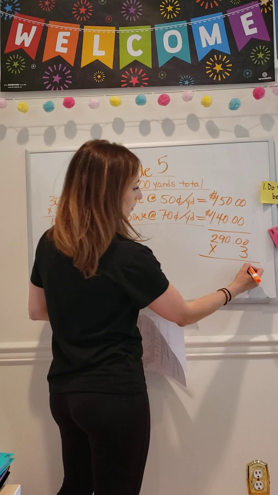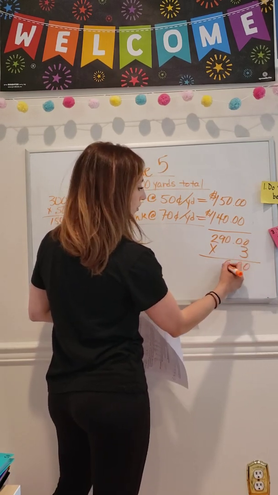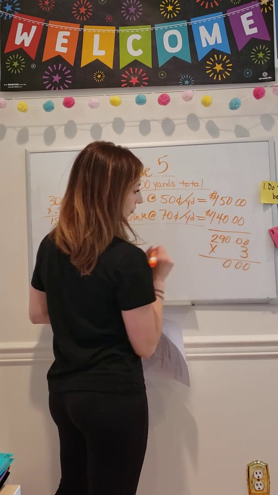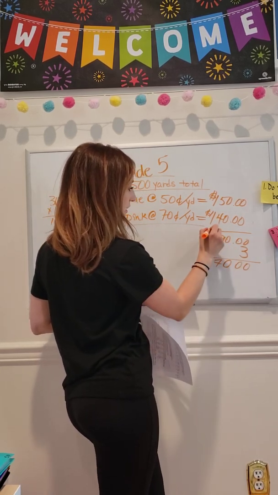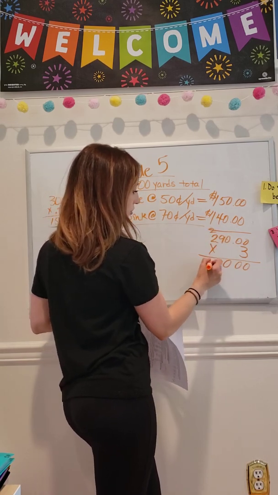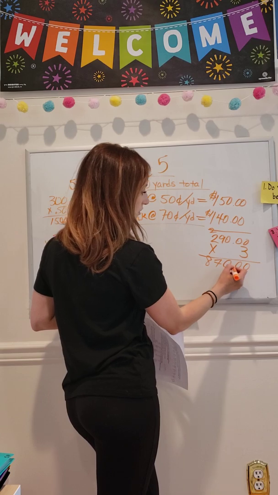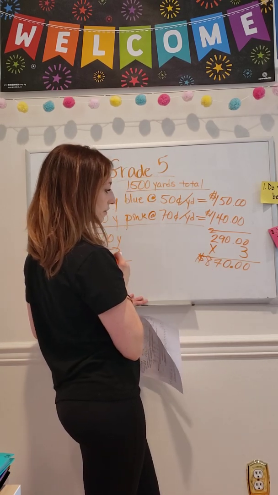So I'm going to do my zeros. 3 times 0 is 0. 3 times 0 is 0. 3 times another 0 is 0. I have all 3 of my zeros. 3 times 9 is 27. I put down my 7, carry the 2. 3 times 2 is 6. 6 plus 2 is 8. And when I move the decimal point in 2 spaces, I have that my total would be $870.